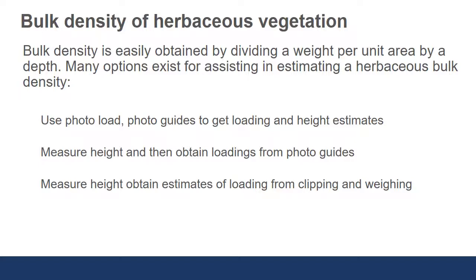Next, we will consider methods to estimate the bulk density of herbaceous vegetation. Remember from our previous lectures that bulk density can be obtained by dividing the weight per unit area by a depth. We can obtain the height and loading methods from many combinations of sources. For example, we can use the photo load method and photo guides to obtain loading and height estimates. Another option is to measure the height and simply obtain the loadings from these guides. Yet another option is to measure height and loading from clipping and weighing.